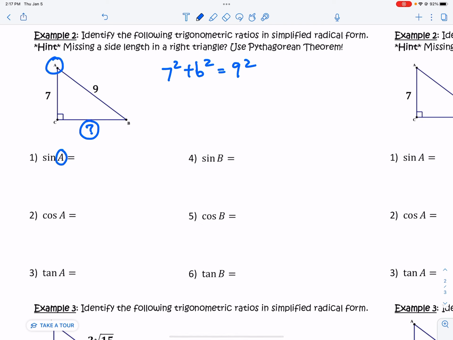So from A, this one's going to be opposite. This one's going to be hypotenuse. This one's going to be adjacent. All right, and I'll even get you started with sine. Sine is SOHCAHTOA, so SOH, S-O, opposite over hypotenuse. And that's going to be opposite, whatever you get from here, over 9.